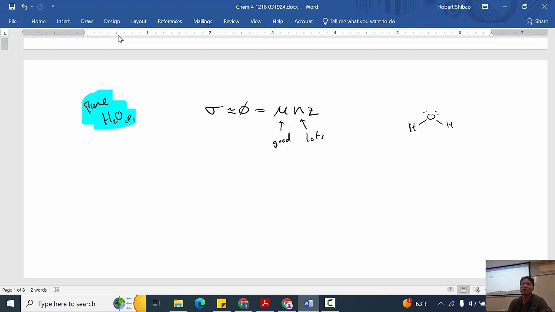It's going to have zero net charge. So if it has zero net charge, what's the electrical conductivity that's expected? Zero. There's no charge. We need charge. And so water is what we call a non-conductor or an insulator.